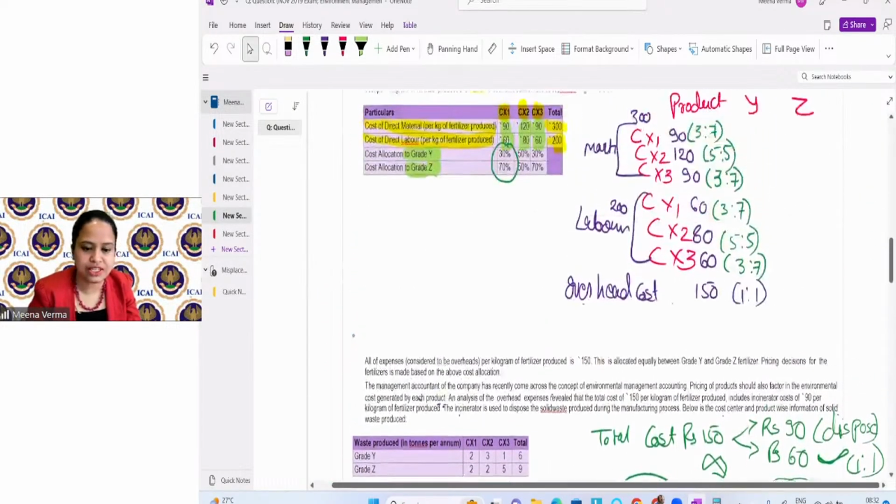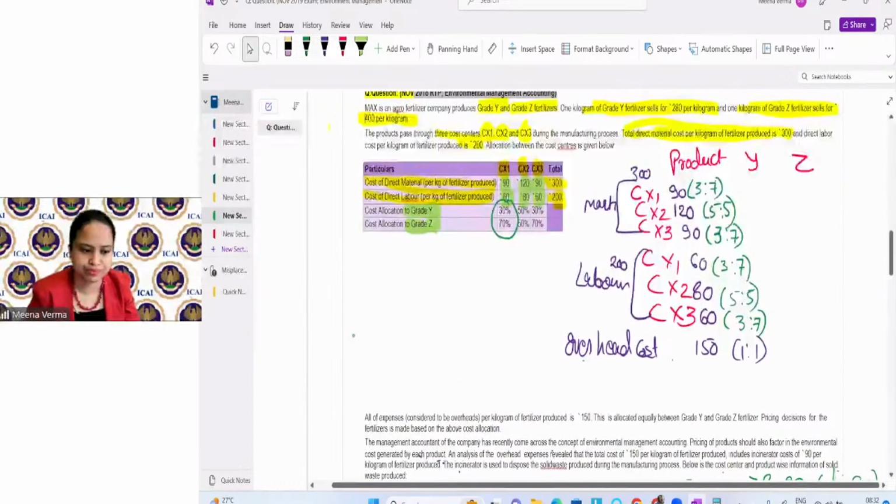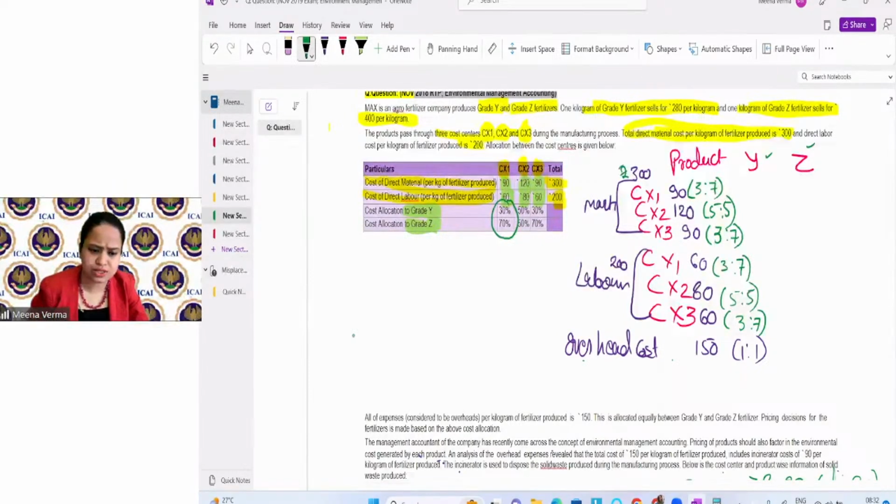So if you will see, initially this was the only question. We were producing product Y and Z. We have these costs, right? Rupees. These are the costs we have here. And we have the respective allocation basis also given here. Accordingly, you can find the cost. We have already understood this. We have these costs. We have the cost allocation. Just do it. Okay, let's do this.